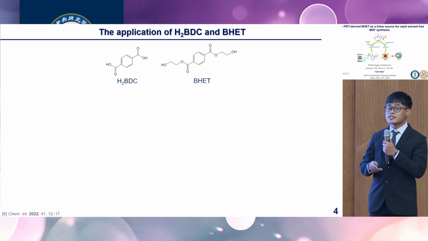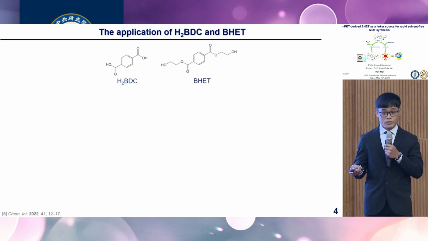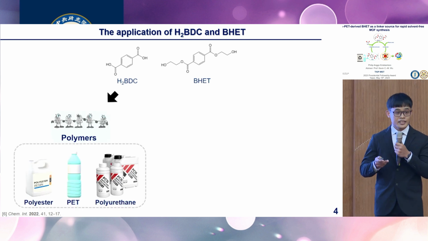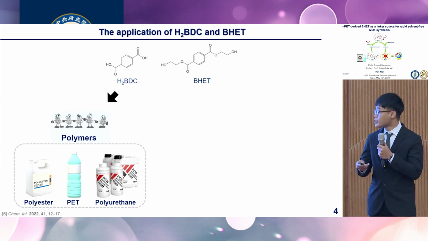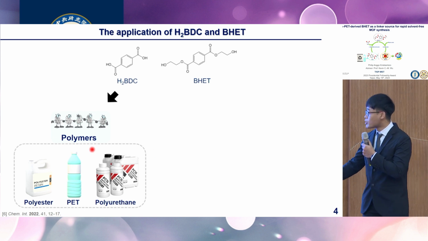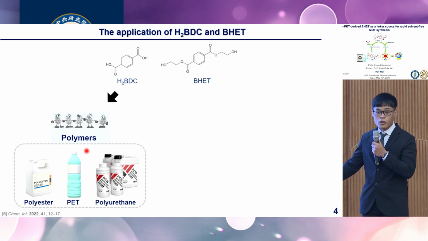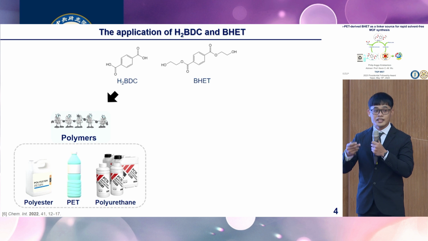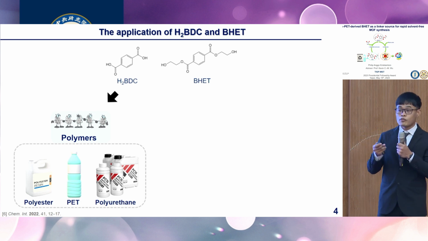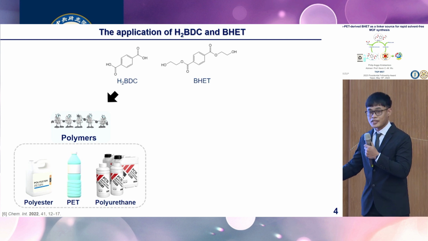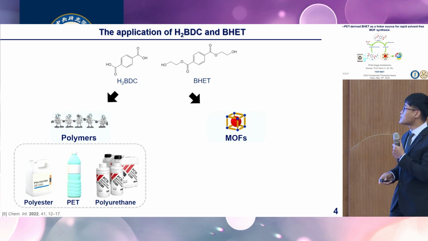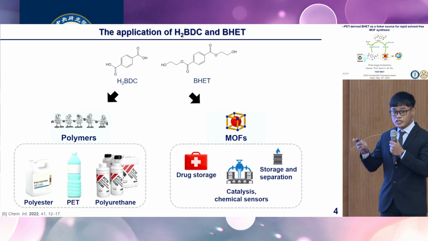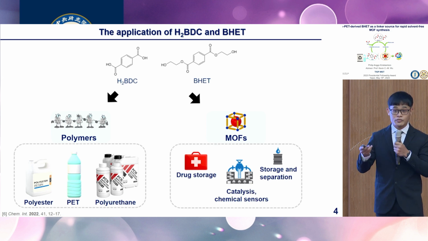So the next question is, what is the application of these two compounds? In industry, these two compounds are the main components for the synthesis of so many kinds of polymers. Although these polymer products are highly useful for our daily life, maybe we can use PTA and BHET for the synthesis of other products that have more value than these polymers. For example, we can use PTA and BHET for MOF synthesis because MOFs are very important materials that actually define our 21st century.